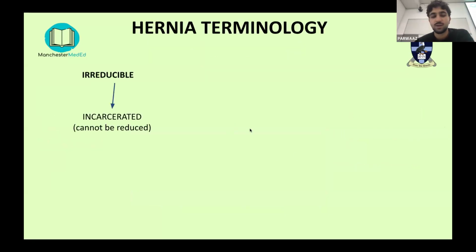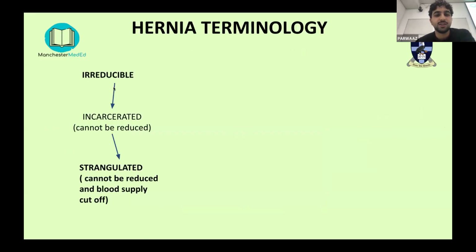So, some quick terminology. If a hernia is irreducible and you can't push it in on a patient, that means it's incarcerated. Okay. So if you think of it as a person going to prison, you get incarcerated first. Yeah, you go to prison.